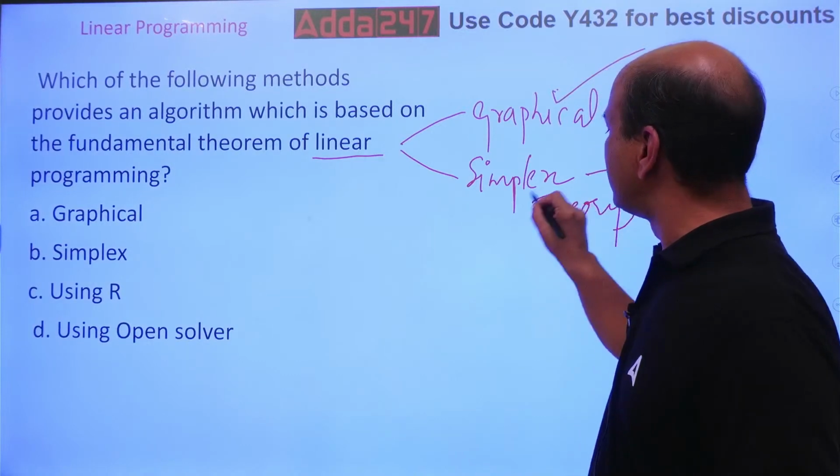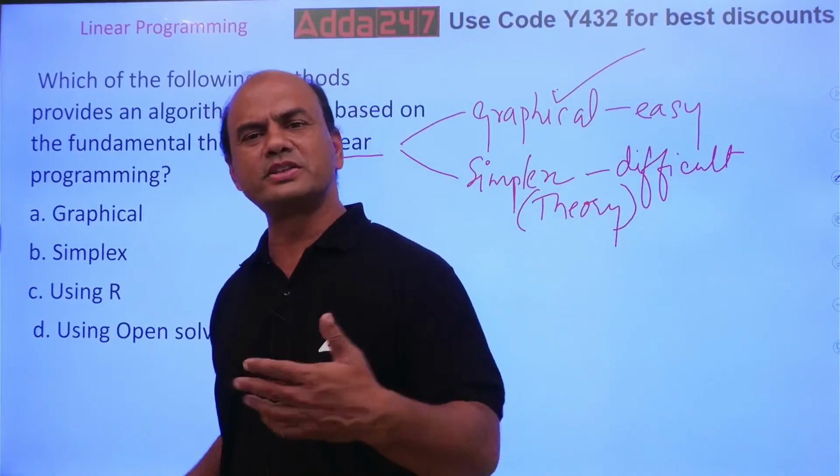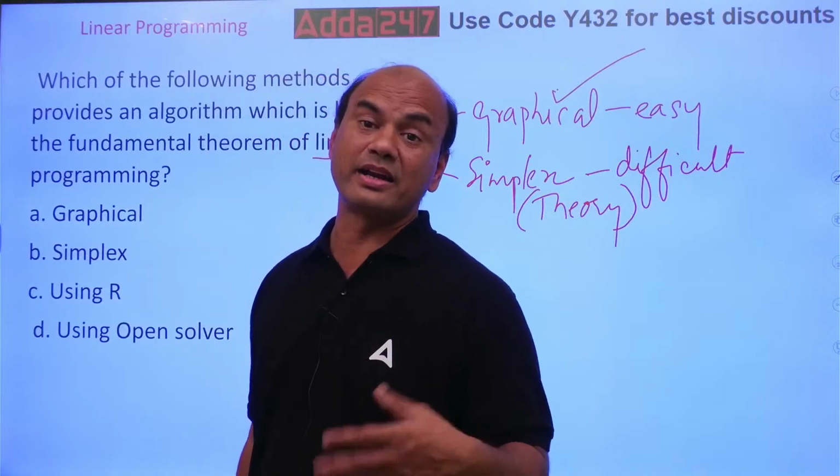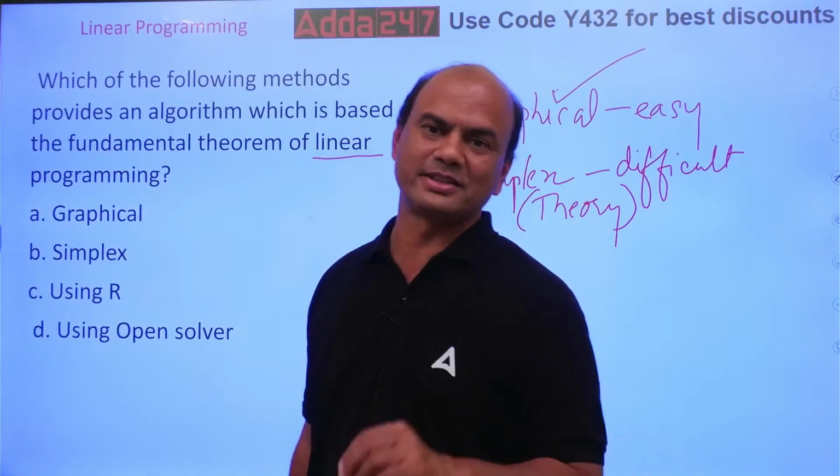Because the numerical of the simplex method is a long-term issue. It will take around 5 to 6 pages. You have to do iterations. So that's why graphical and simplex.